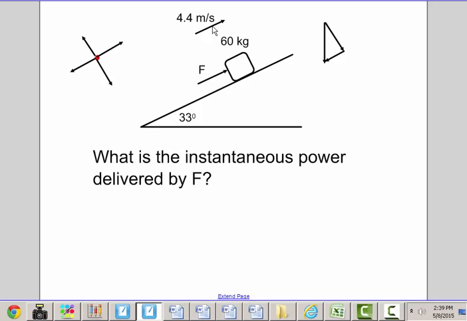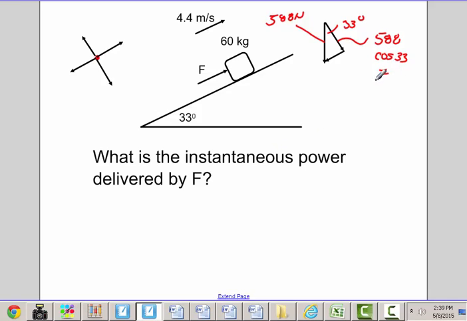The triangle would look like this, where this is 33 degrees here. This would be 60 times 9.8, and that's going to give you 588 newtons here. And then this one would be 588 times cosine of 33, right? Wouldn't force be equivalent to 588 sine of... Yeah, you're right, Robert.